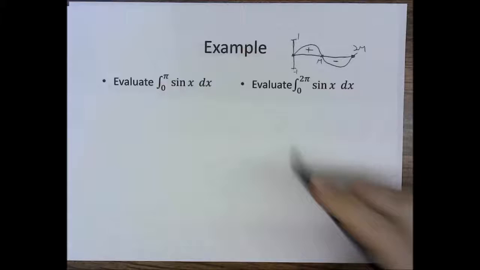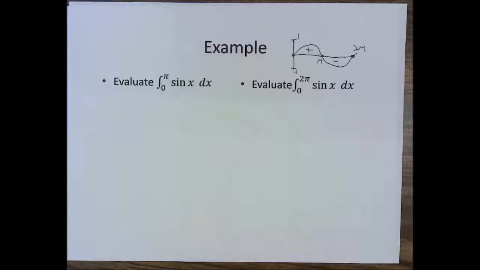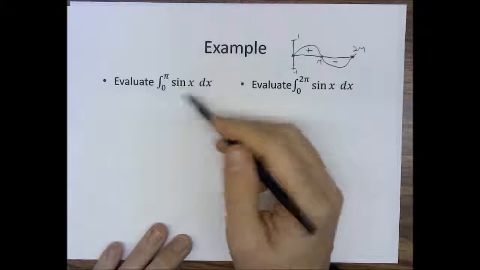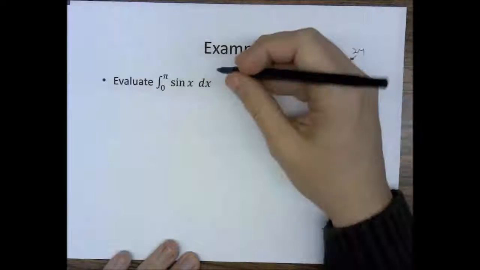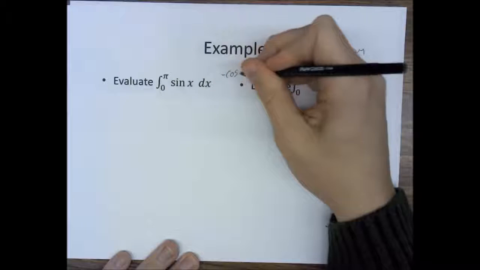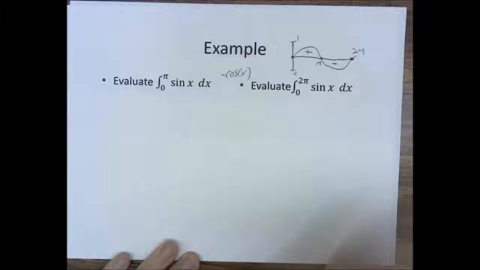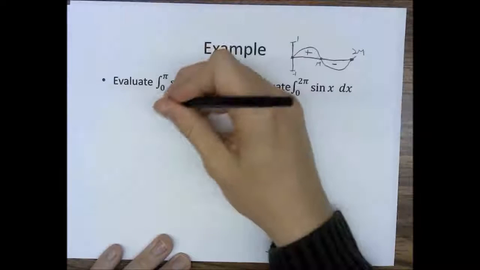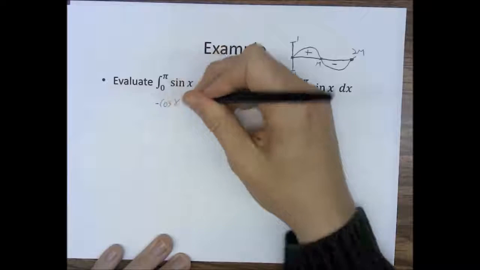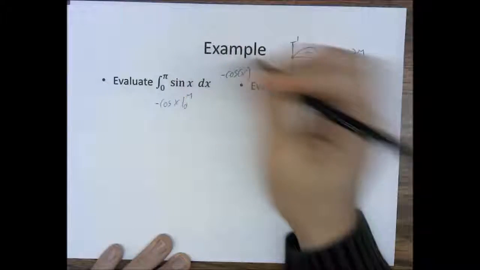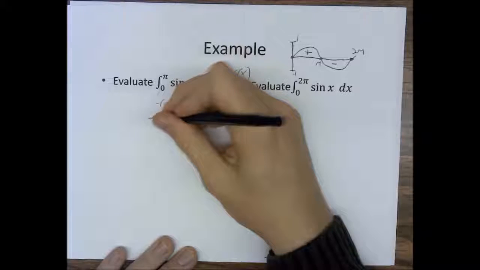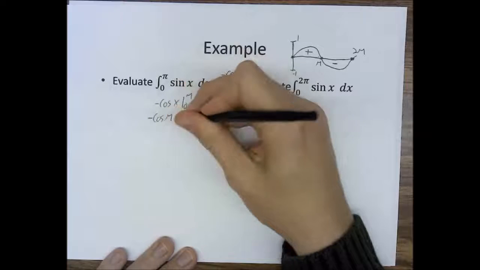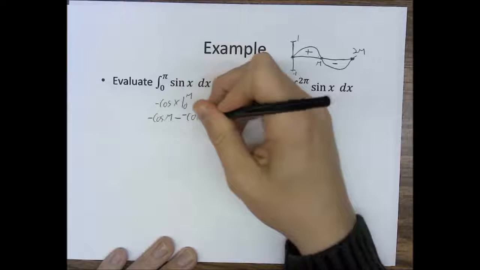And when we work it out with our fundamental theorem of calculus, you'll see that that is going to be the case. So first one, first off, we got to figure out what the antiderivative of sine is, and that's going to be negative cosine of x. So then the integral from 0 to pi of sine of x is going to be negative cosine of x from 0 to pi. Plugging that in, we're going to get negative cosine of pi minus negative cosine of 0.